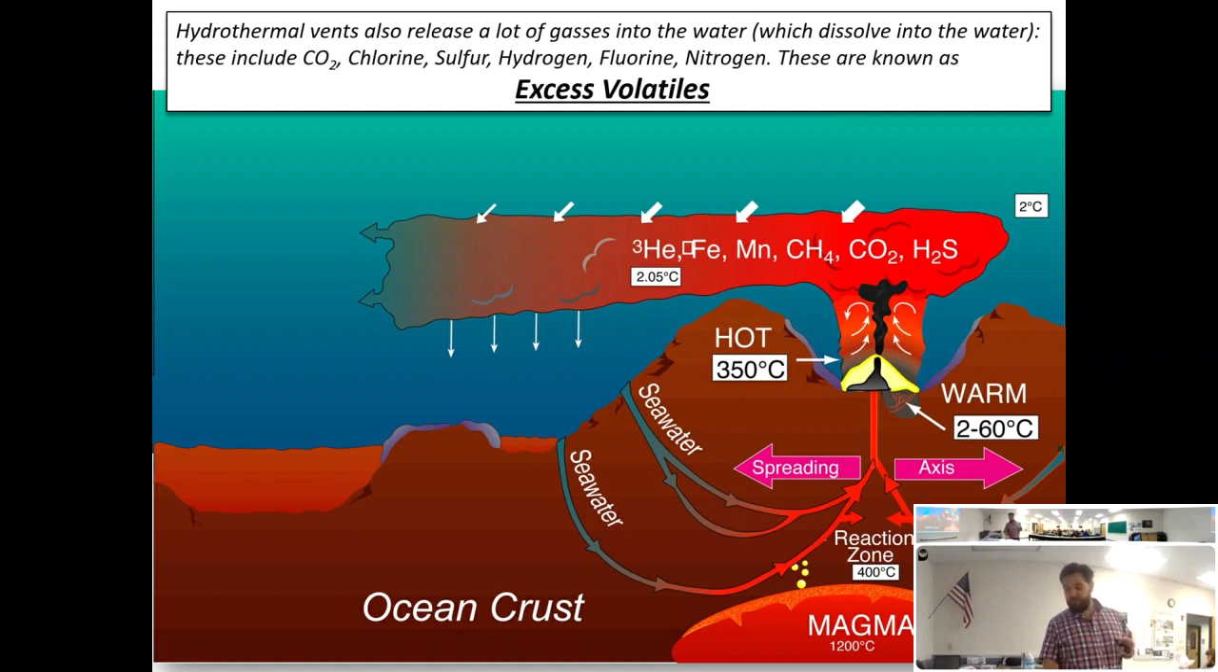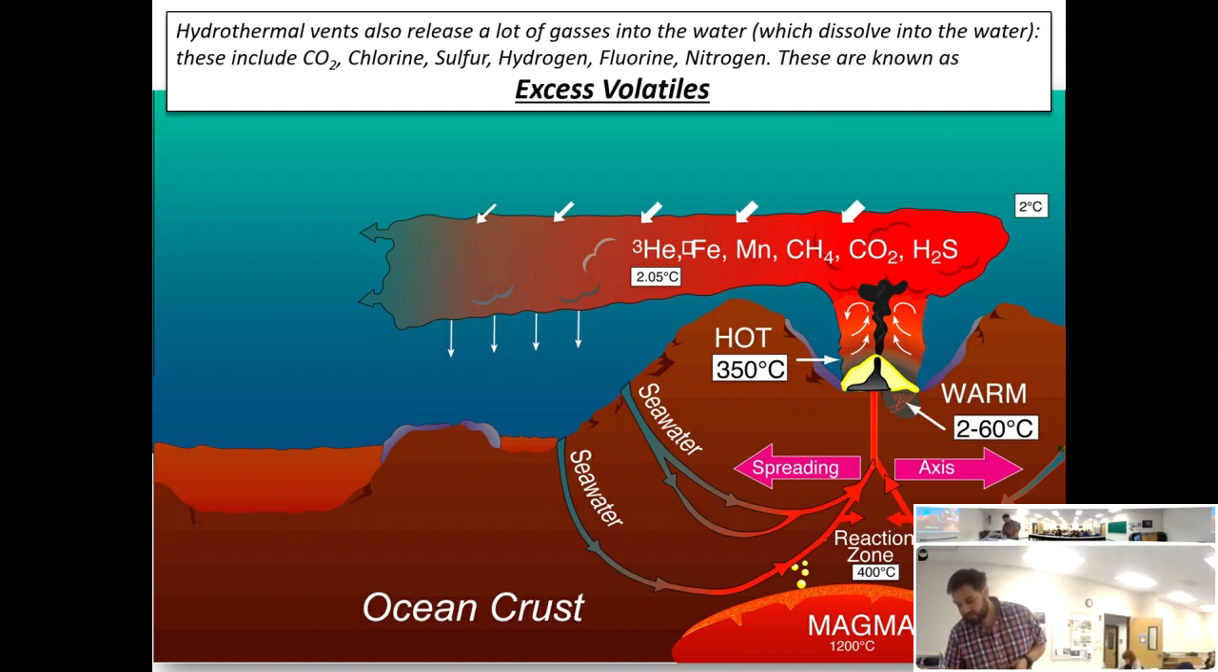Okay. 38. Oh, so those are the gases right there: CO2, chlorine, sulfur, hydrogen, fluorine, nitrogen. The stuff that's actually getting emitted, the salts that are getting emitted, are things like iron sulfide and iron hydroxide. That's mostly the solids that are getting released. It's listed right there. I guess there's helium too. I didn't know that.